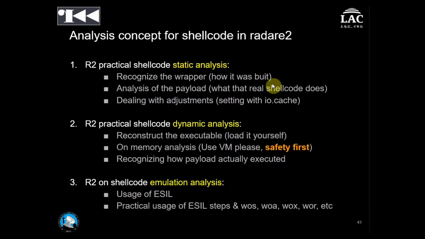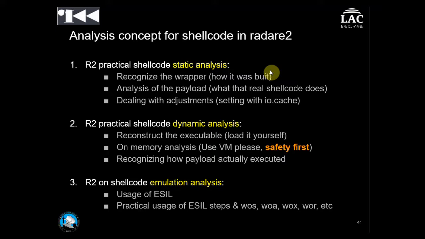These are the things that you really need to know about how to do analysis in Radare2 for the shellcodes that you are facing. First, there are three types of analysis that can be done in Radare2: static analysis, dynamic analysis, and emulation analysis. Static analysis can be done after you understand how to build a shellcode, and probably you want to do some kind of testing for that.